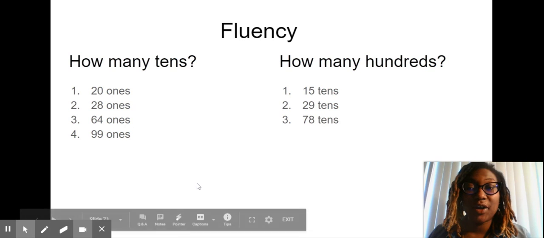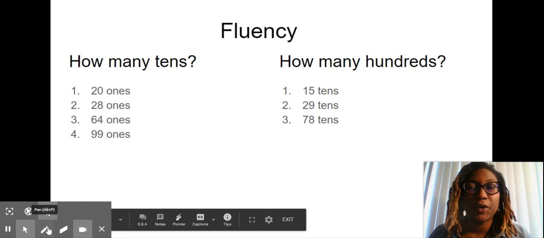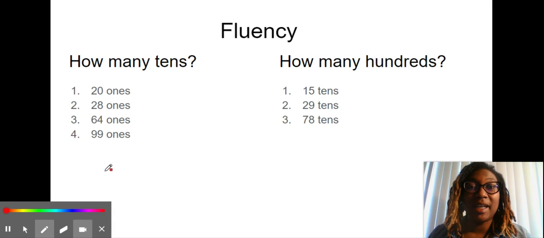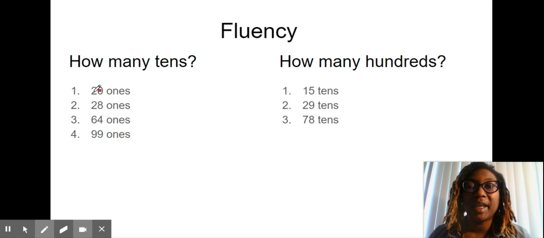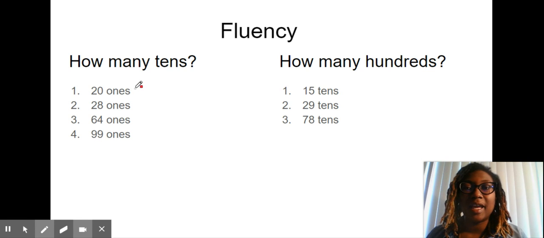Okay, so now we're going to do a little bit of fluency practice before we jump into our lesson for today. So we're thinking about how many tens and then how many hundreds. So 21 ones is how many tens? Okay, so I can figure this out because here is my ones place, right? And then here would be my tens place. So 21 ones is the same as 2 tens. I'm just looking at the tens place.